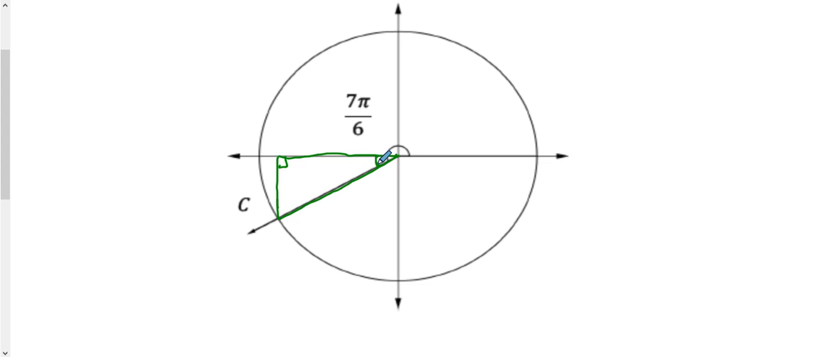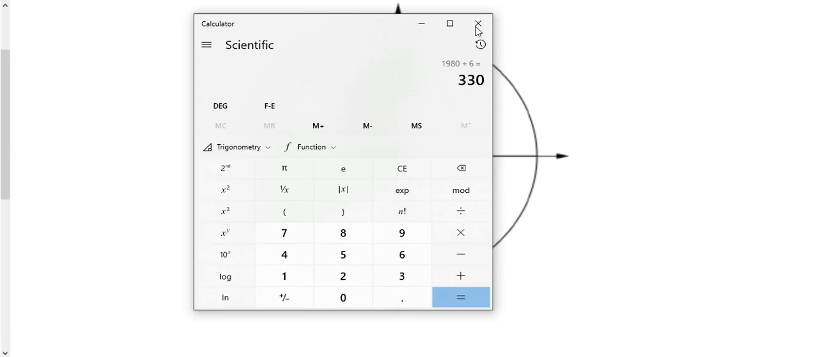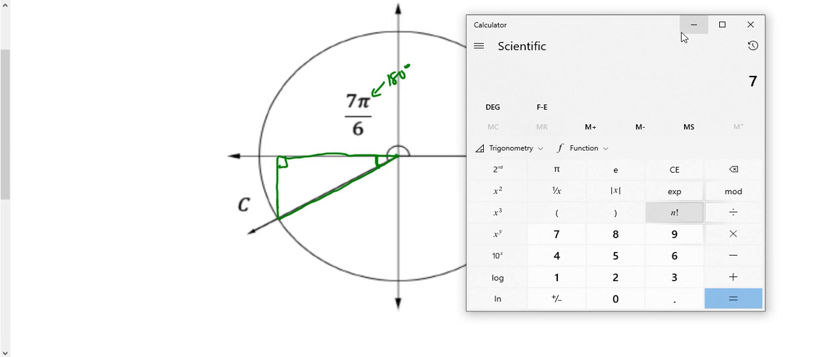So this is the angle that we're going to be dealing with right here, all right? So we know that when we're doing this 7 pi over 6, we're going to go ahead and convert this to degrees. Remember how we do this? We just replace this with 180. So we're going to get our calculator out. We're going to move this over here. We're going to do 7 times 180 divided by 6. And we get 210 degrees.